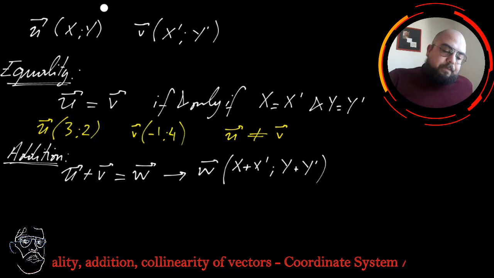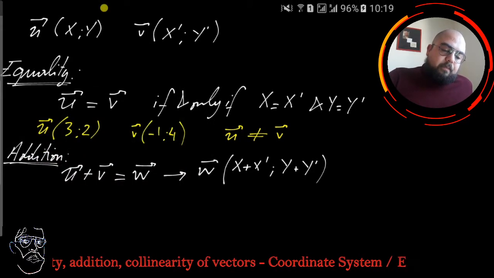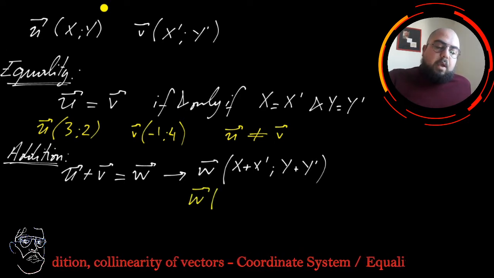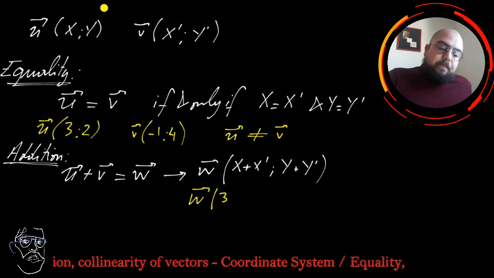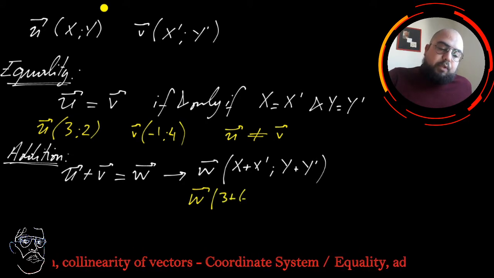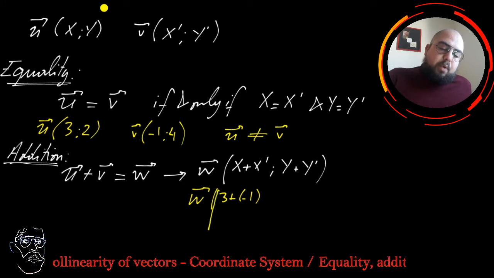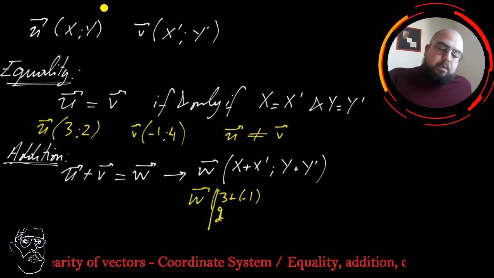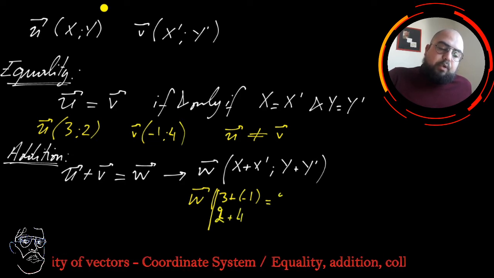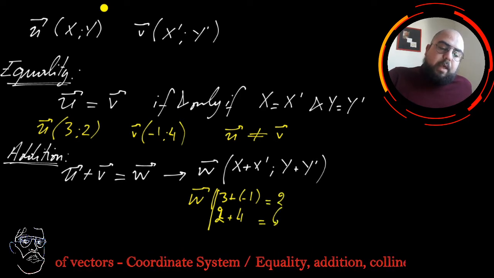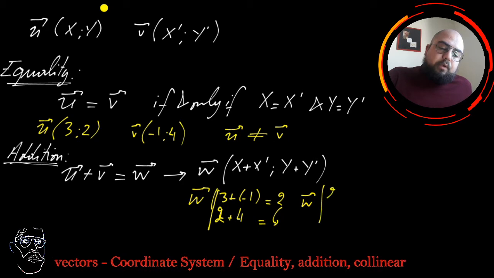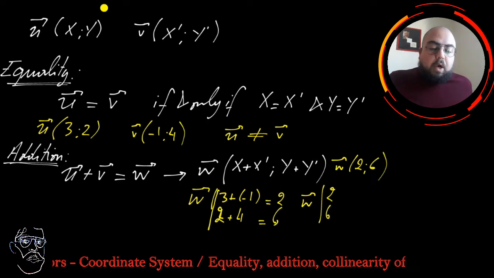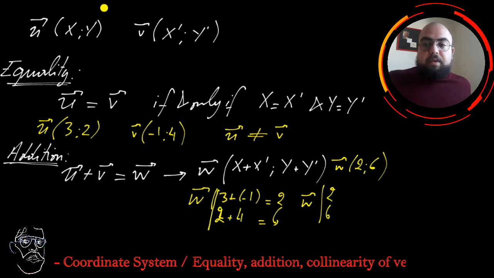Let's take an example. The previous case, so w is actually x plus x prime, 3 plus -1, and the second component is 2 plus 4, so it will be 2 and 6. So w will have the components 2, 6, or you can simply write it down as w(2, 6). So this is how you find the addition of two vectors.